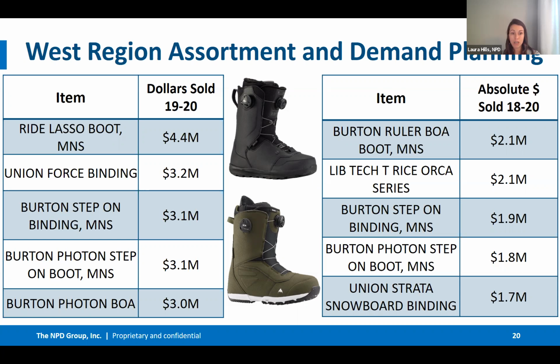If we get a little bit more granular and we just look at this past season, then I can tell you that the Libtech Orca board actually takes over as a top growing model with a big jump in sales this past season. Also, the ASP for that board is over $500.